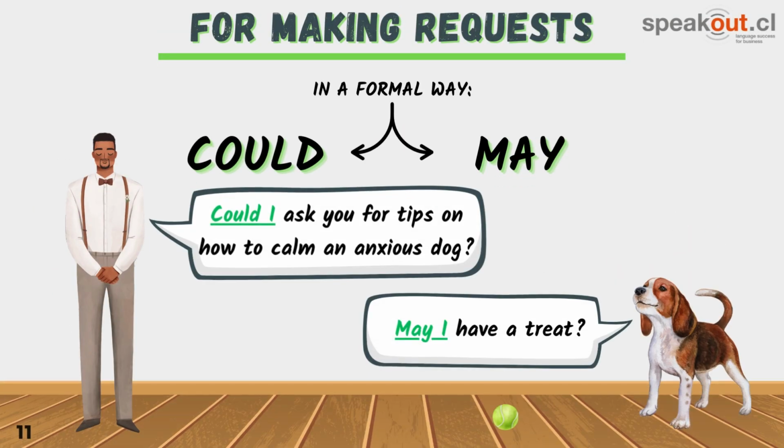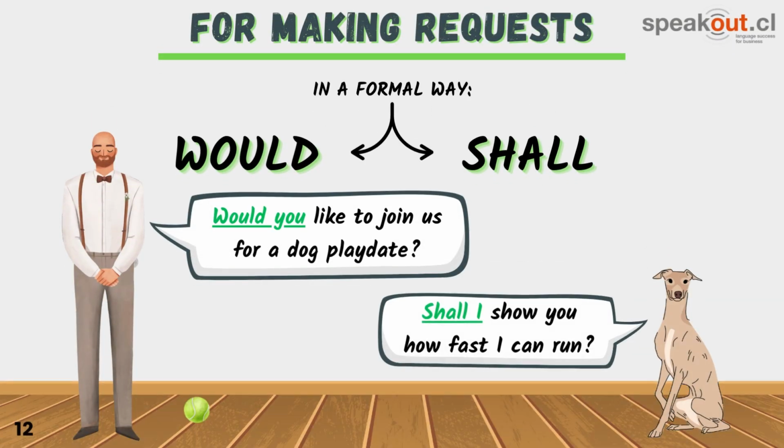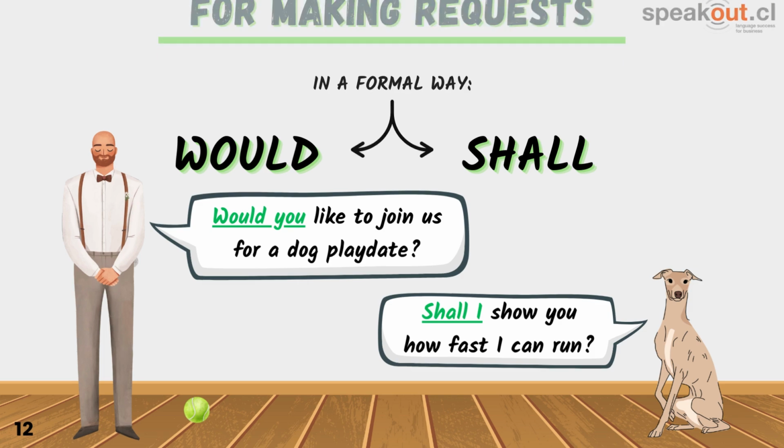Making requests in a formal way: could and may. Could I ask you for tips on how to calm an anxious dog? May I have a treat? Make your requests in a formal way: would and shall. Would you like to join us for a dog play date? Shall I show you how fast I can run?